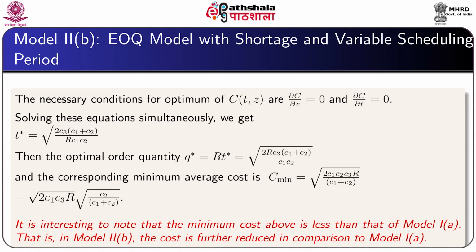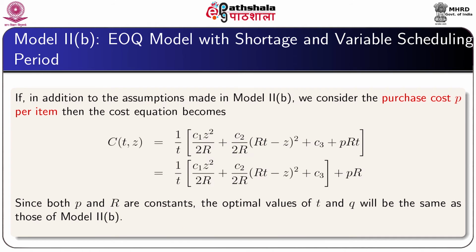and the corresponding minimum cost C_min is equal to √(2C1C2C3R/(C1+C2)), which can be written as √(2C1C3R) × √(C2/(C1+C2)). It is interesting to note that the minimum cost above is less than that of model 1A, that is, in model 2B the cost is further reduced in comparison to model 1A. That means, if we consider shortage in inventory, then the cost can be further reduced.